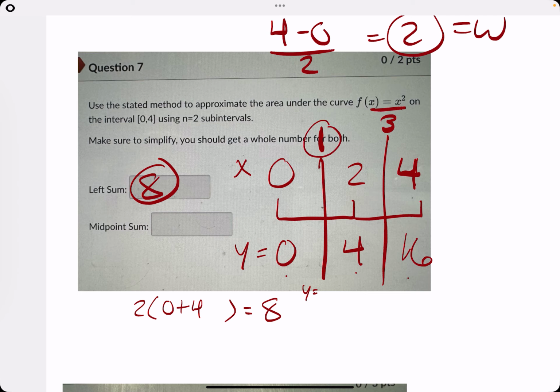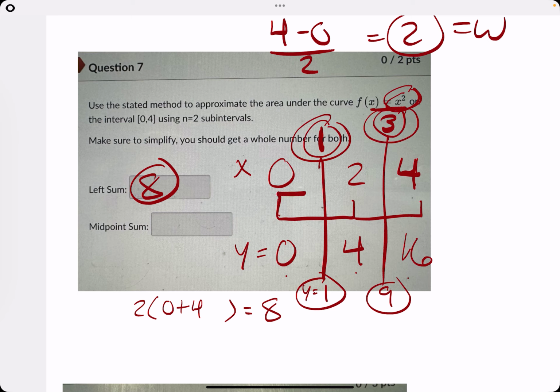So 1 squared is 1. 3 squared is 9. So those are the heights that come from the middle values of where these rectangles are. The rectangles going from 0 to 2 and from 2 to 4. And so halfway between those rectangles is the x values of 1 and 3. And so we plug those in to get the heights of the rectangles from those x values.